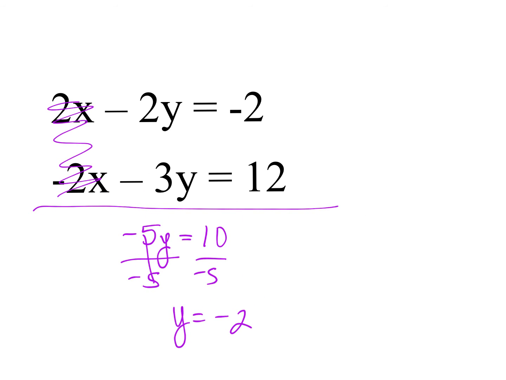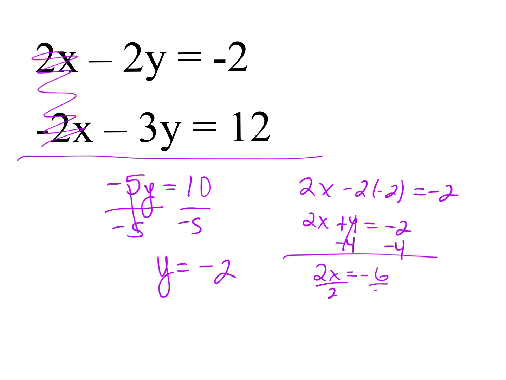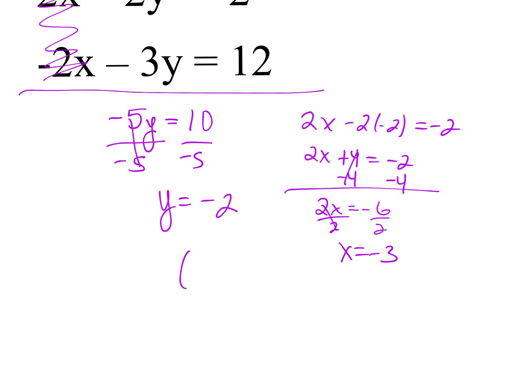Go back up to the top one. 2x minus 2 times negative 2 equals negative 2. So 2x, negative 2 and a negative 2 is a positive 4 equals negative 2. We're going to subtract 4 from both sides. So 2x equals negative 6. Divide both sides by 2, and x equals negative 3. So my ordered pair is negative 3, comma negative 2.